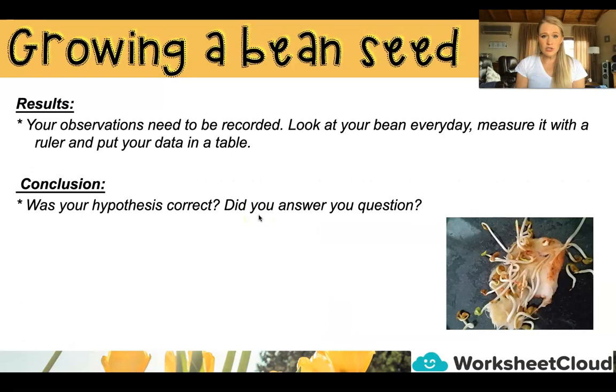So in your conclusion, your hypothesis was either correct or it was incorrect, and you need to give a reason why. Why was it correct? Why was it incorrect? And this is where you refer back to your results to give you that reason for whether your hypothesis was correct or incorrect.